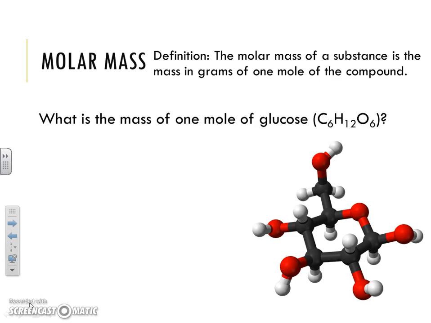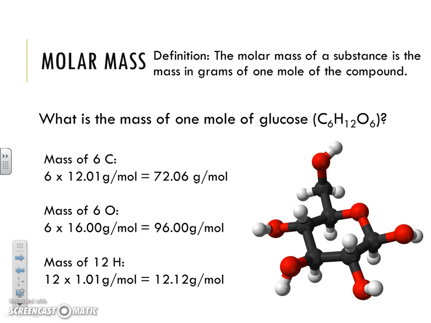So if we take one molecule for an example, we can try to calculate the mass of 1 mole of glucose. The formula for glucose is C6H12O6, and this molecule is the compound that we commonly think of as sugar. So if I want to know the mass for 1 mole of glucose, I can consider the mass for 1 mole of each of its parts.